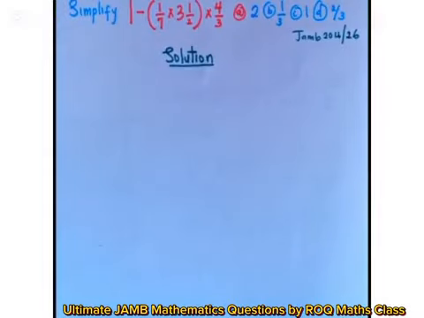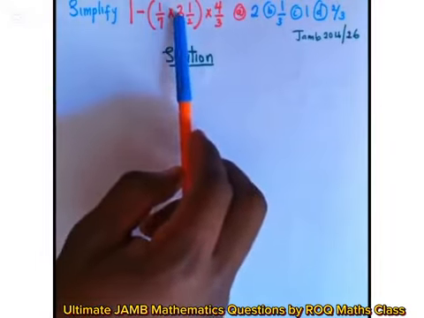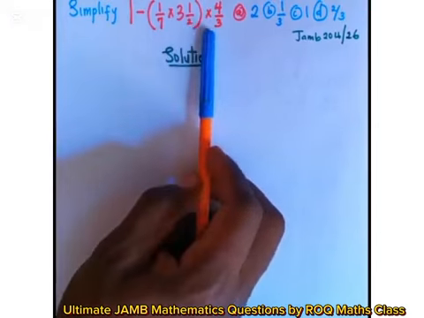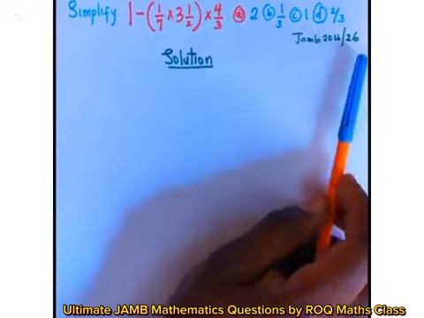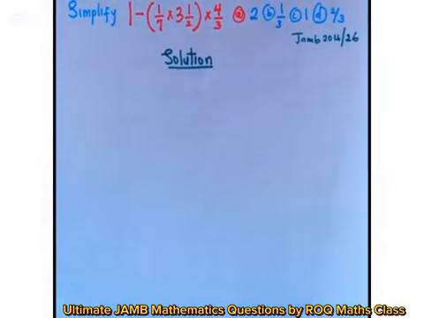Good day viewers, welcome back to our math class. Simplify 1 minus, into the bracket, 1 over 7 times 3 and 1 over 2, then times 4 over 3. And we are given the following options. JAMB 2016 question 26 solution.